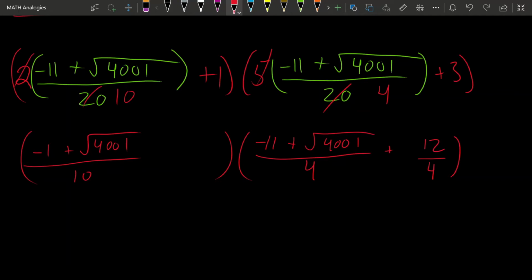Alright, well look here. We're going to combine these fractions, and they will then have the common denominator of 4. And what we have left is minus 11 plus 12. That's actually going to be positive 1 this time. And there we go. We've simplified these into just 2 fractions.